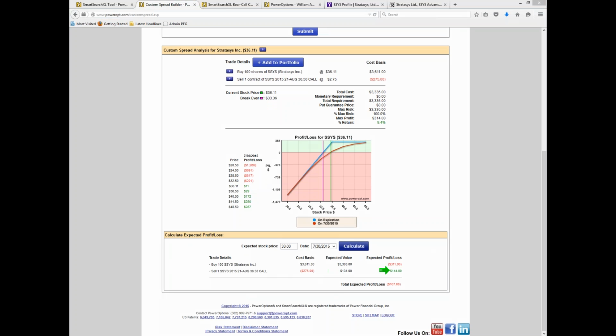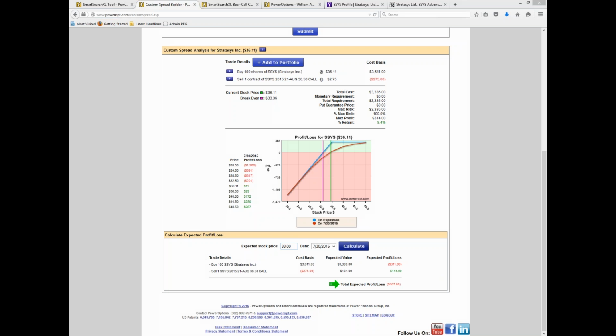So we'd have a gain of $144 on our short call. Of course, we lost $3.11 on the stock in order for that to happen. So an expected loss is $167, which would equate to about 4.5% on the position. Okay, well, with a 10% decrease, giving up 4.5%, that's okay.